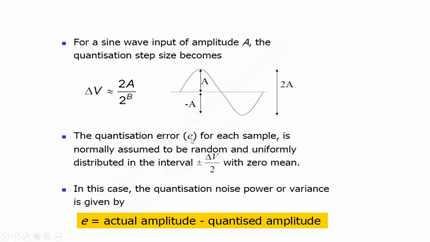Now the quantization error, let's denote it by E, for each sample is normally assumed to be random and uniformly distributed in the interval plus minus delta V by 2. As I have already explained, the maximum value of the quantization error can be delta V by 2. So either it can be on the plus side or on the minus side. That's why this plus minus is there, with zero mean, of course. In this case, let's look at the quantization noise power, or variance, and try to derive it. E is the actual amplitude minus the quantized amplitude: the actual amplitude of the sampled signal minus the value of the amplitude which is given to that particular sample based on the quantization process.